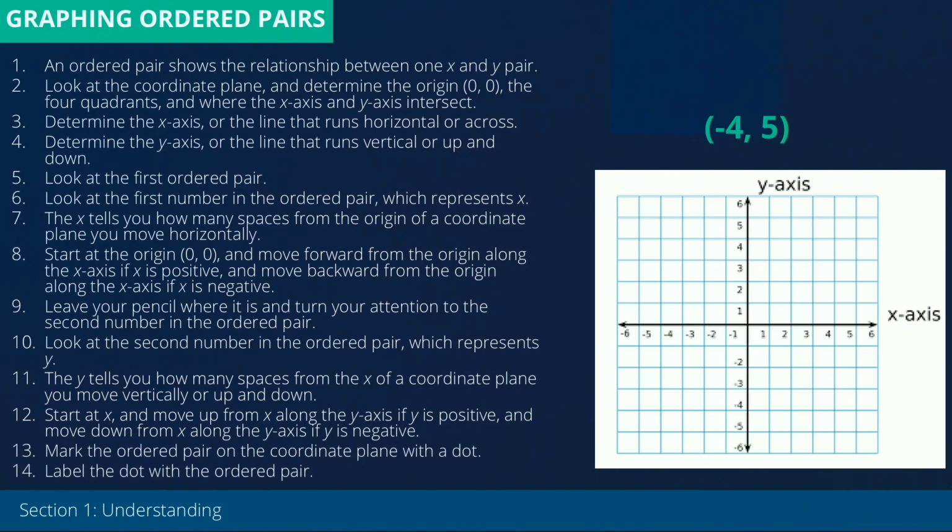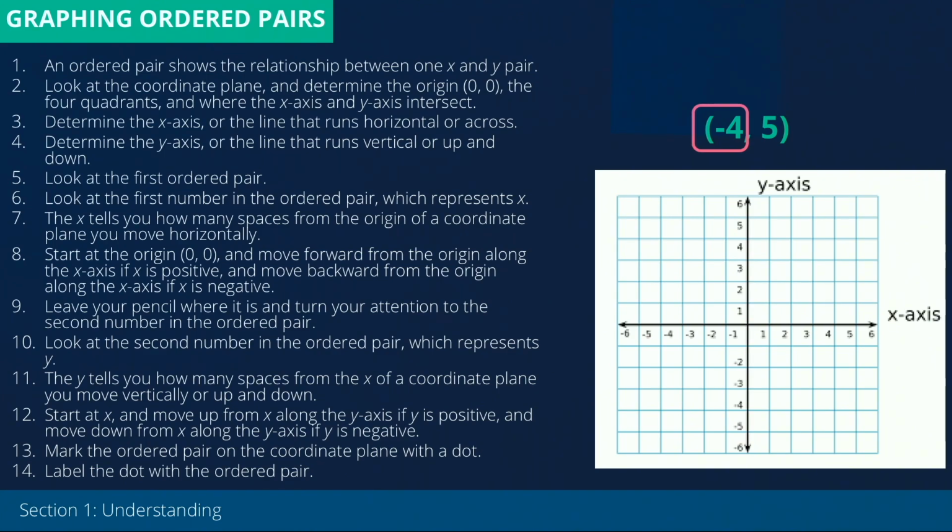All right, as I think about graphing this ordered pair, I want to remember that that's the relationship between an x and a y. I'm going to look at my coordinate plane and determine the origin, and I see the 4 quadrants there as well. I see my origin and I see the 4 quadrants. And I also see my x-axis and my y-axis, and those intersect at the origin.